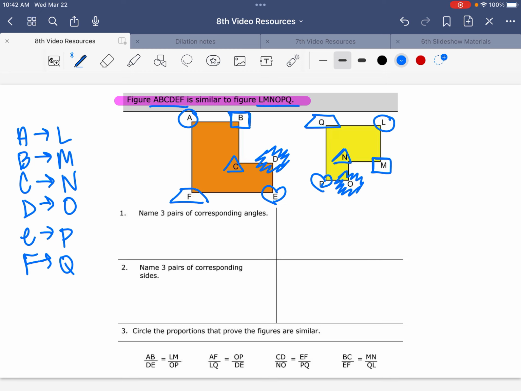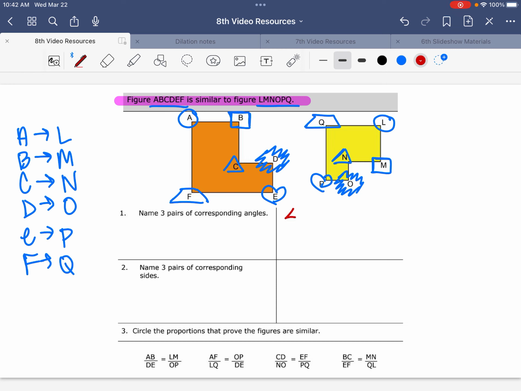All right, so now that I've annotated on my shapes which vertices correspond with what, number one, where it says name 3 pairs of corresponding angles, becomes very simple, because corresponding just means in the same position in a similar shape. So point A corresponds to point L because they are in the same position of the shape. Keep in mind, it doesn't matter that it's rotated, because if we rotated them back to the same direction, point A would match with point L. So we're just going to label a couple.